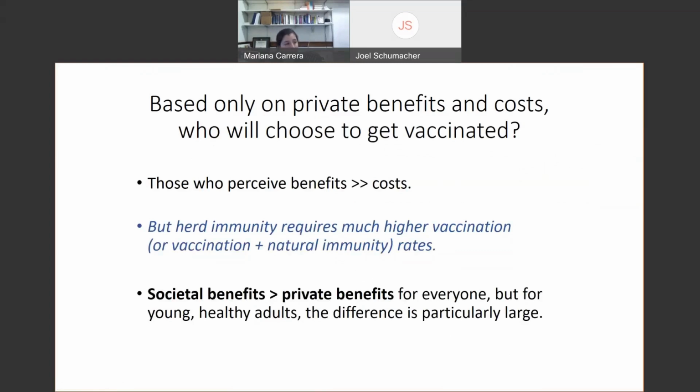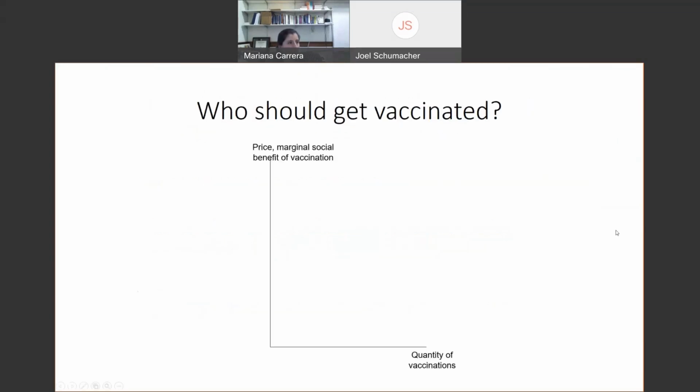For people like young, healthy adults who don't perceive much of a health risk to catching COVID, the difference might be particularly large. So this is where we start to think about how we can move vaccinations closer to the social optimum. So if this was the market price for vaccines, let's say it's $20. That's about the price that the government paid. They were able to negotiate a big batch, 100 million doses of vaccines from Pfizer and 100 million from Moderna at a price of around $20 per dose.